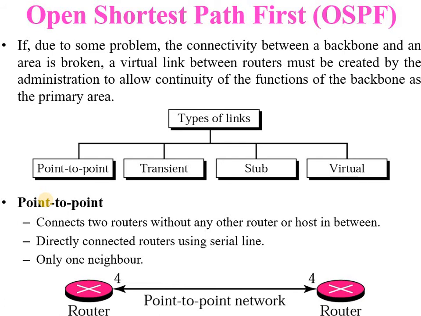The types of links that can be generated are point-to-point, transit, stub, and virtual. Let's start with the first. First is point-to-point. We already learned what a point-to-point network is. Same as in the point-to-point link, there are only two routers directly connected with each other. There are no other routers in between them. So it connects two routers without any other routers or hosts in between, directly connected using a serial line, with only one neighbor. Like this first router has a neighbor, this second router, and this second router has the neighbor, this first router. So both routers have only one neighbor.